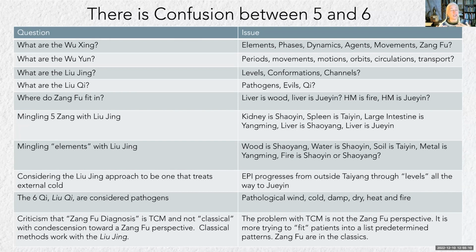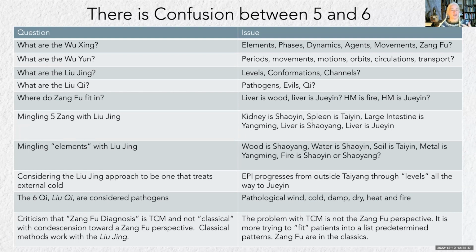And in the Neijing, the Wuxing are talked about as much as, or maybe even the Wuyun are talked about more, the Wuyun. And that's translated in different ways as the 5 periods or movements or motions or orbits, circulations, or the 5 transports. So there's this idea of the Wuyun. And then we have the Liujing, which is maybe the 6 levels, the 6 confirmations, the 6 channels. What are these 6 things?